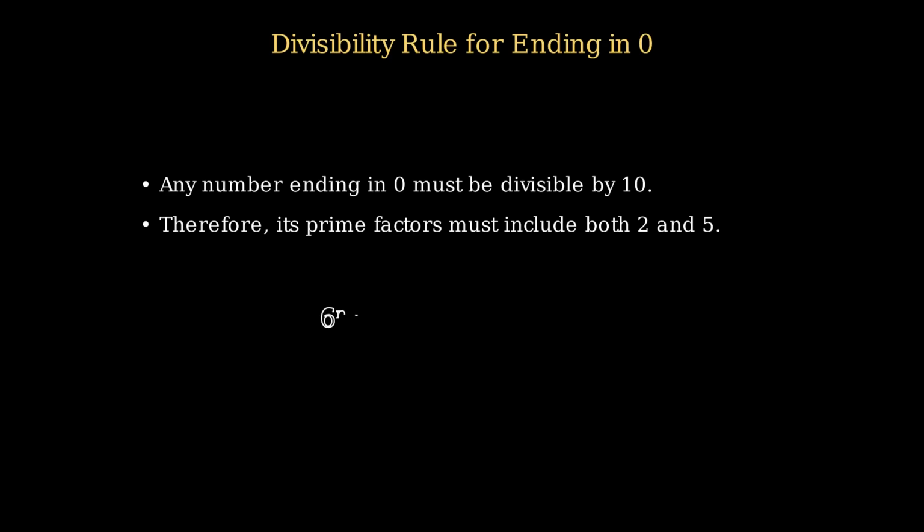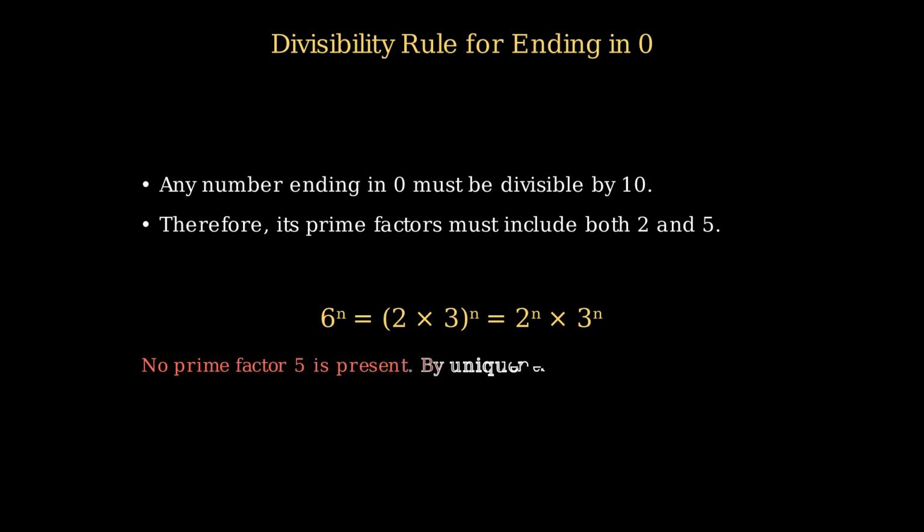However, if we look at the prime factorization of 6 to the power of n, we get 2 times 3 raised to the power of n, which equals 2 to the power of n times 3 to the power of n. As you can see, the only prime factors present are 2 and 3. Since 5 is completely missing, the uniqueness of the fundamental theorem of arithmetic guarantees that 6 to the power of n can never end in the digit 0.